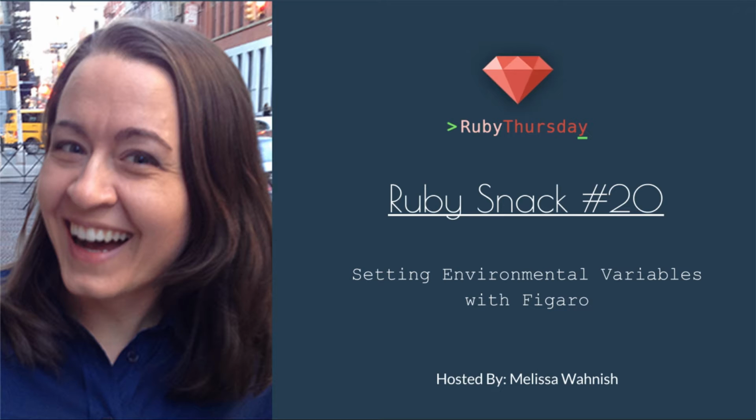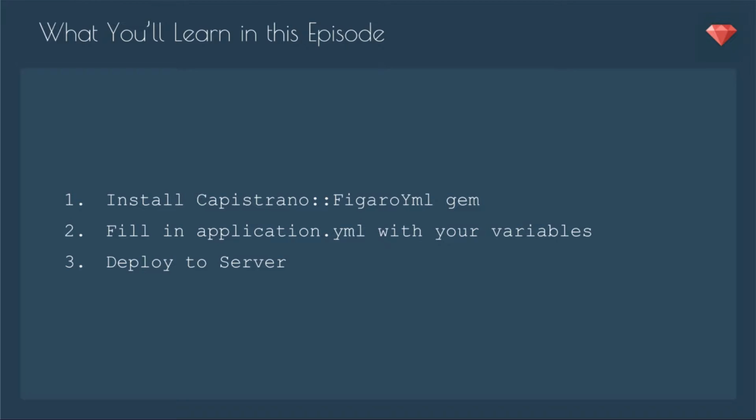In this Ruby snack number 20, I will be setting up environmental variables with Figaro. It's actually really easy. What you'll learn in this episode is how to install the Capistrano Figaro YML gem, which also installs Figaro for you. We'll fill in the application YML with your variables, and then you deploy to the server.